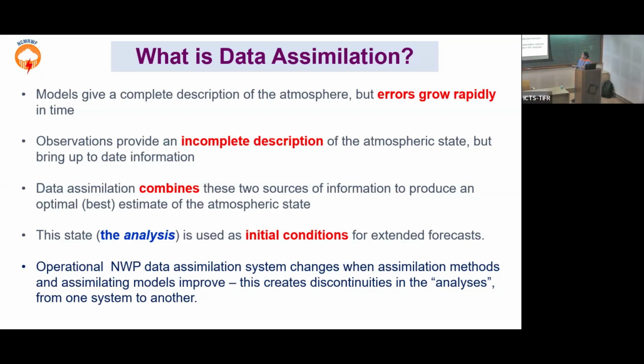This creates discontinuities in the analysis from one system to another. Suppose you are using the operational analysis from NCMRWF for any other operational center: from 2009 to 2012 you have only 4D-Var, then afterwards the hybrid 4D-Var, and then again changes in the grid resolution. So the system is not continuous. You get the data set continuously, but there are changes in the assimilation methods and the assimilating models. That is what happens in the operational environment.